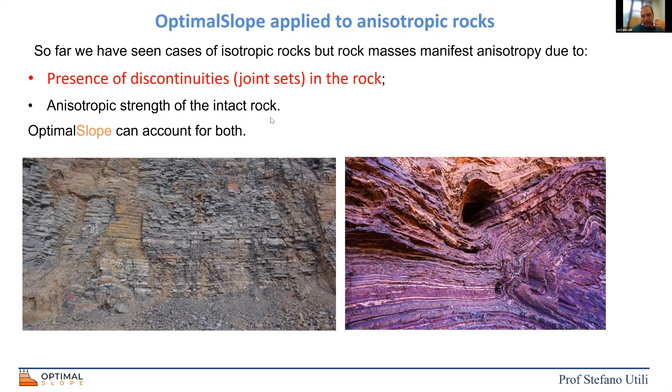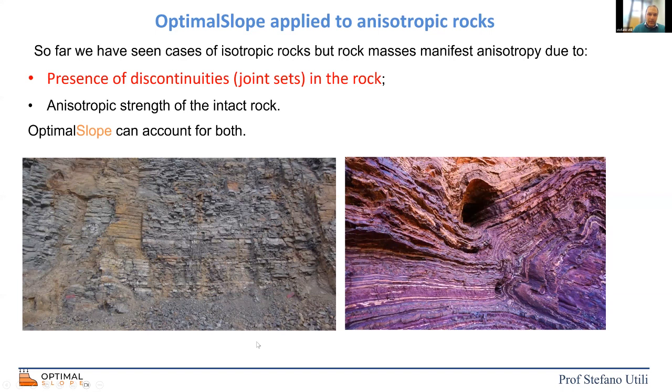And also you could have the intact rock. Just the intact rock in itself may manifest anisotropic strength. So these two mean that most rock is anisotropic. So how do we deal with this?